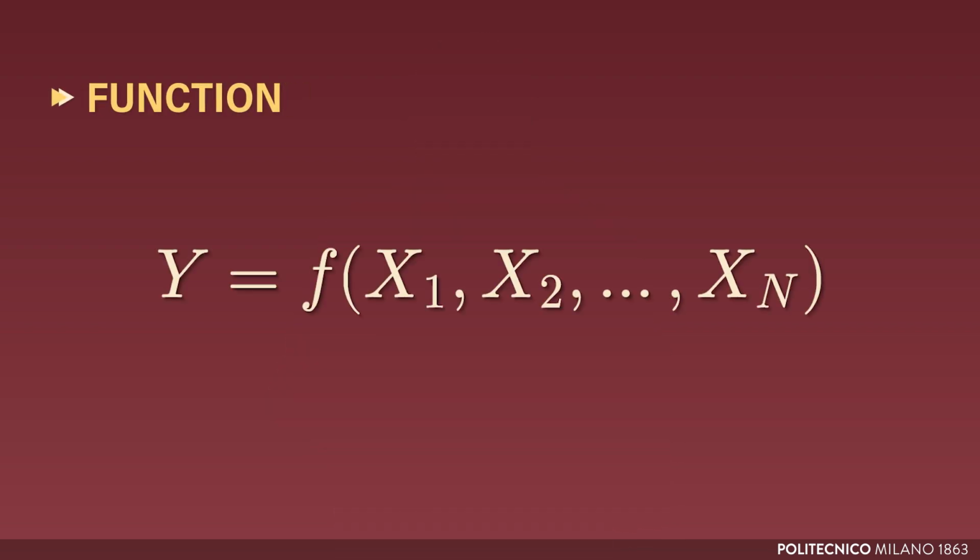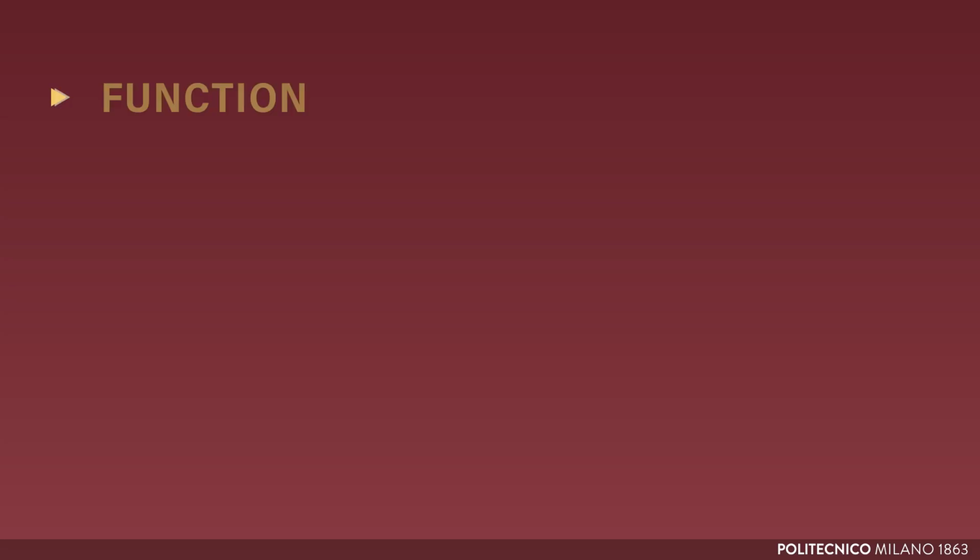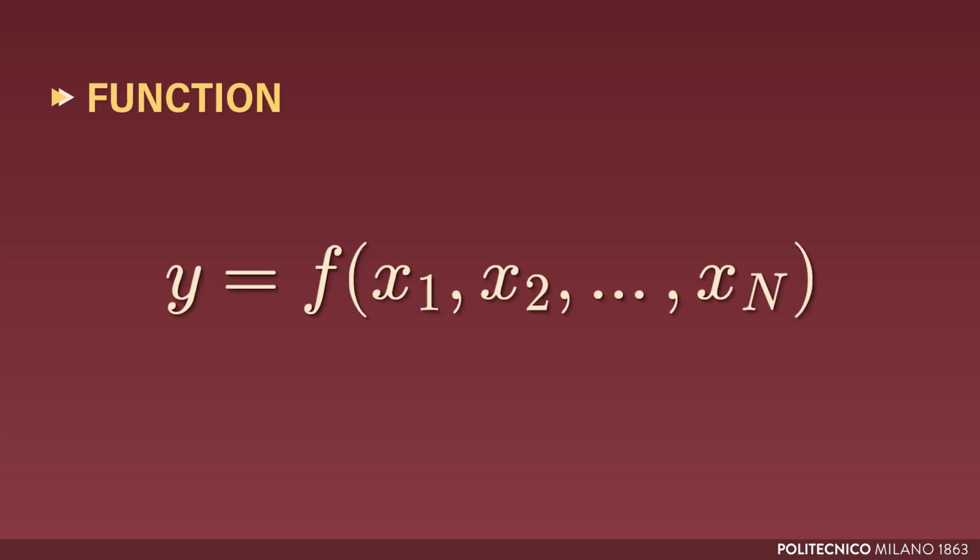More generally, a quantity Y can be obtained from n other quantities X1, X2 up to Xn according to a function f, as you can see here. The quantities capital X are measured by obtaining estimates small x1, small x2 up to small xn, which, when combined according to the same function f, provide an estimate small y of quantity capital Y, as you can see here.